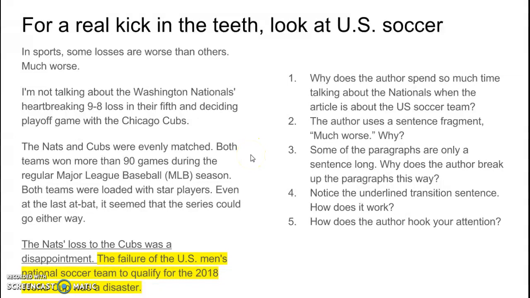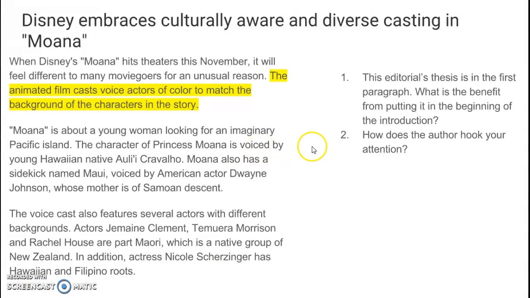All right, and the last one that we're going to look at is an article about Moana. So again, go ahead and pause the video, read it, and then unpause it when you're finished. Okay, so this article, Disney embraces culturally aware and diverse casting in Moana.